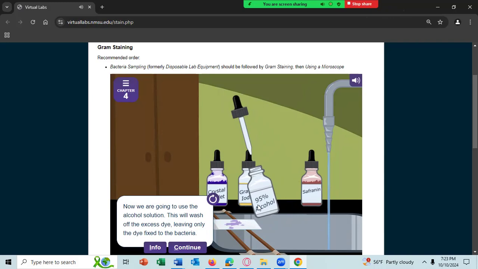You'll note that their decolorizing agent is only 95% alcohol. This means they will have to decolorize for a longer time than 5 seconds, because we were using alcohol acetone or acetone alcohol. This is only pure alcohol, and you need to apply it for a longer period of time. I'm just going to word it that way.